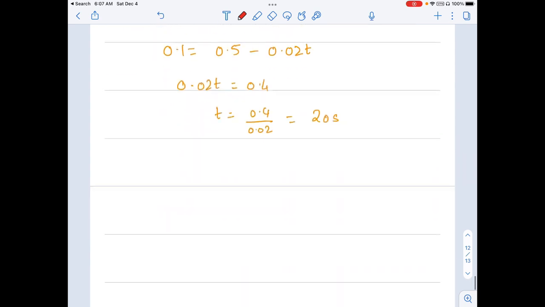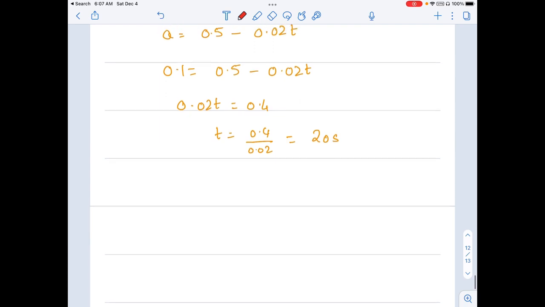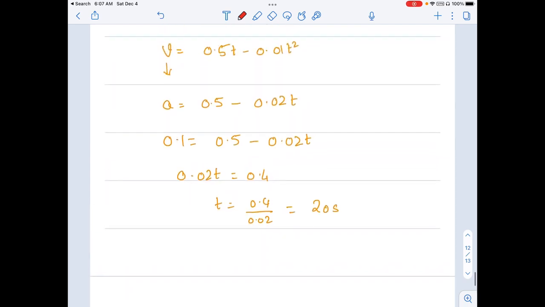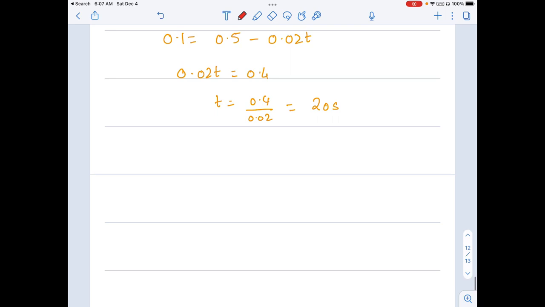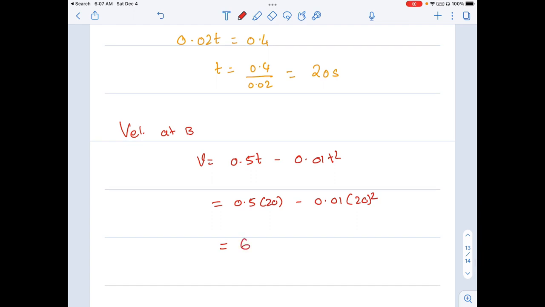So it is asking from B to C. First of all, I need to know the velocity at B. We know that the formula was 0.05 t minus 0.01 t squared. So it was 20 seconds, right? So 0.5 times 20 minus 0.01 times 20 squared. When I simplify this, I will be getting it as 6.